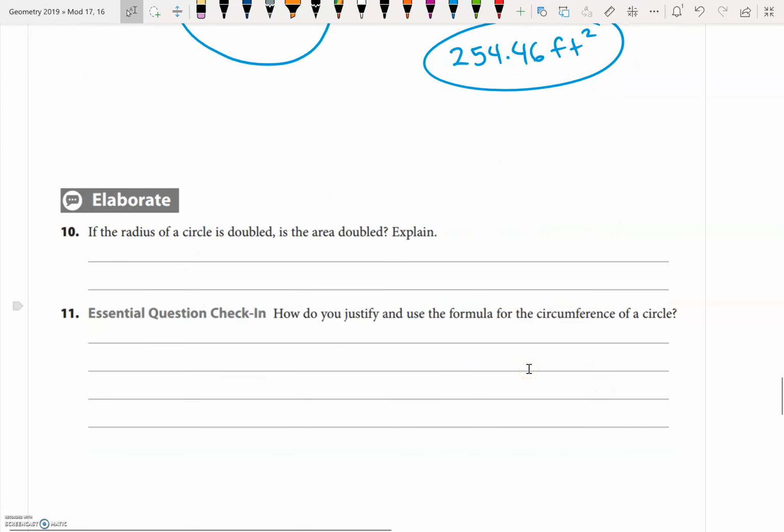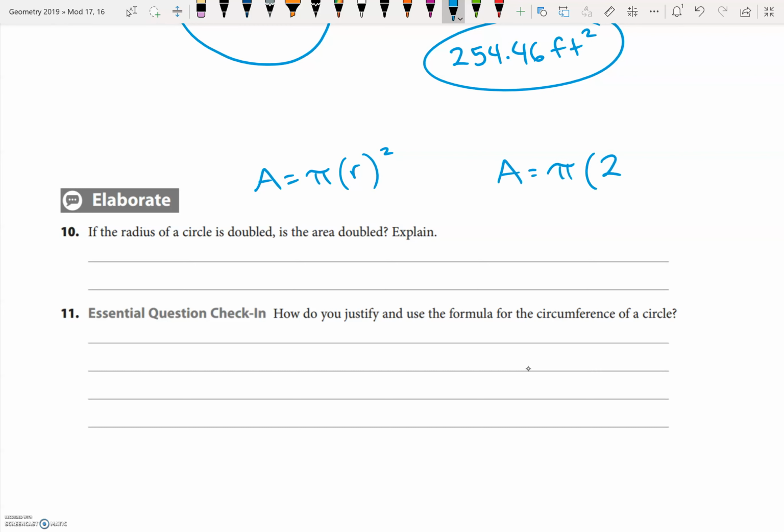Since we did the doubling the radius for our circumference, now we're going to talk about doubling the radius for our area. How do these compare to each other? So if we say our area equals pi r squared versus area equals pi times 2r squared, because this one has our radius doubled. If we square this, we're actually going to get 4, so this becomes 4 pi r squared. And if we double our radius, then our area is going to quadruple, whereas our circumference is only going to double.